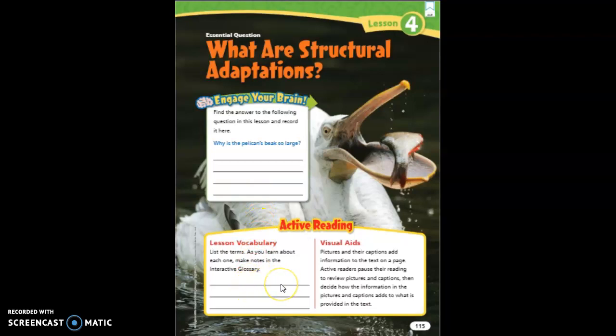Lesson vocabulary, it says list the terms as you read about each one. Make note in the interactive glossary. So for this lesson, it looks like we have 3 vocabulary words. Active reading, visual aids. Pictures and their captions add information to the text on a page. Active readers pause the reading to review pictures and captions, then decide how the information in the pictures and captions adds to what is provided in the text.